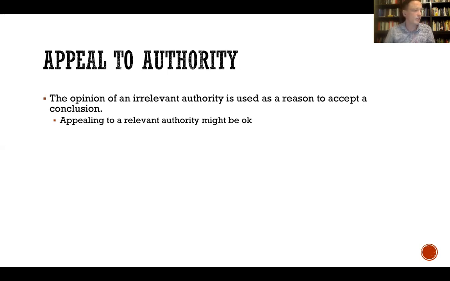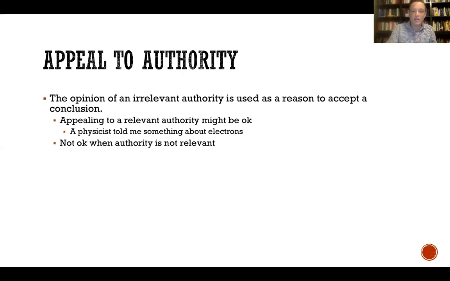So like, I don't know a lot about nuclear power, right? So I might take the opinion of someone who does know a lot about nuclear power to be better than mine as a reason for accepting a claim, right? So like, I might accept my physics teacher's opinions about electrons because they're physicists and they know, right? But it's not okay to just appeal to authority or use an authority's opinion when their authority isn't relevant.